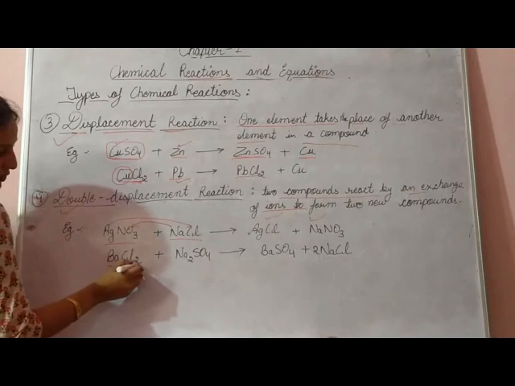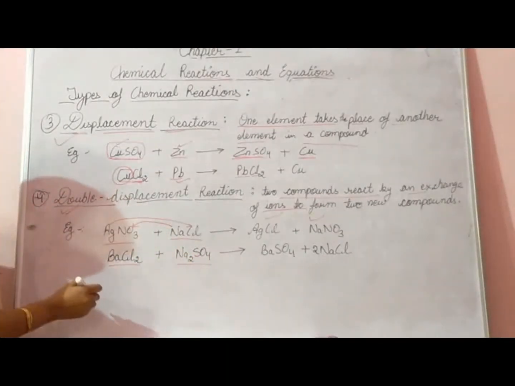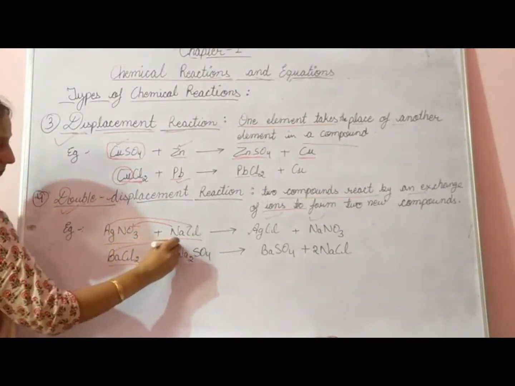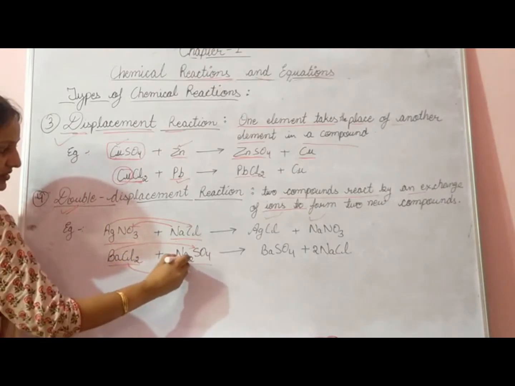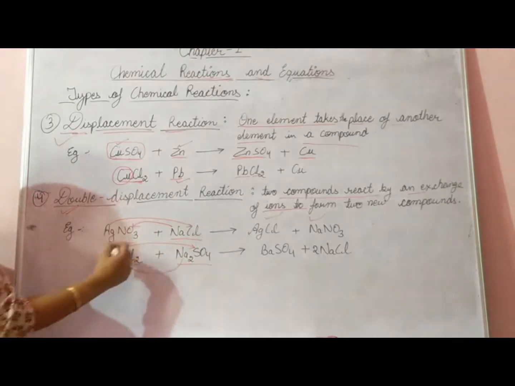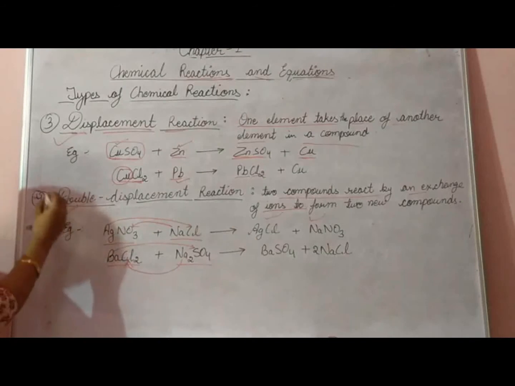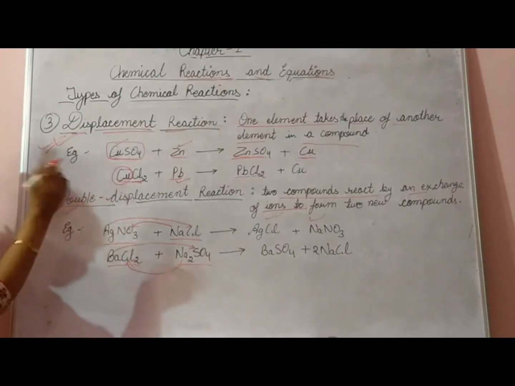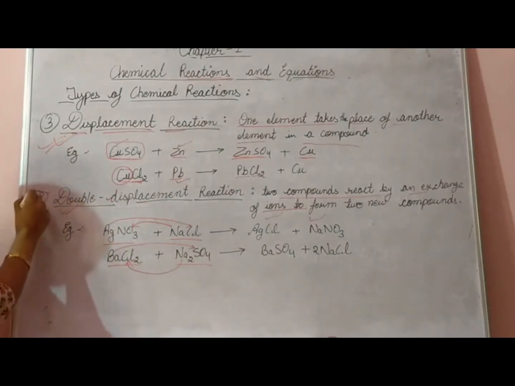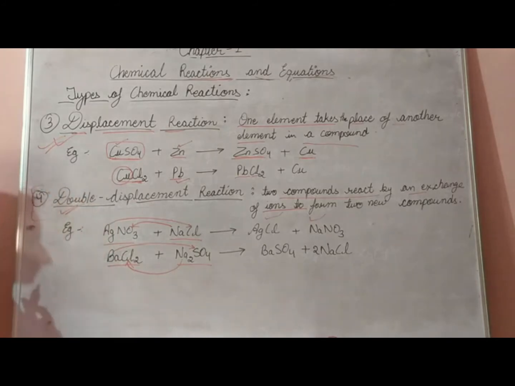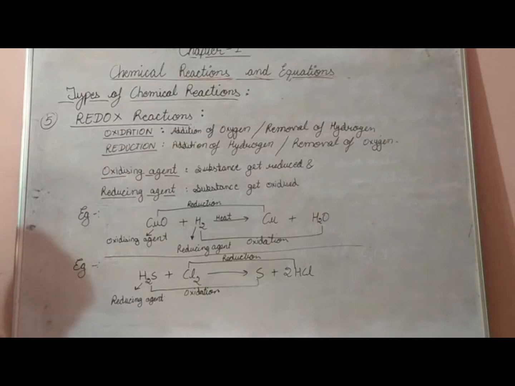Next is barium chloride reacting with sodium sulfate. The resultant products will be barium sulfate and sodium chloride. They are exchanging their ions. So in displacement only one exchange will take place, and here a mutual exchange of ions will take place.